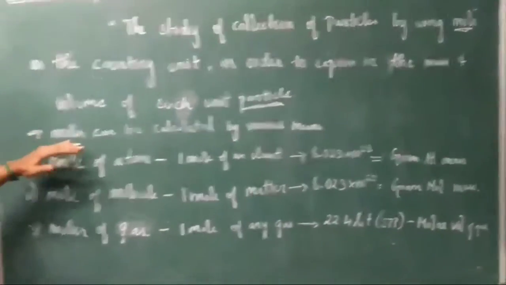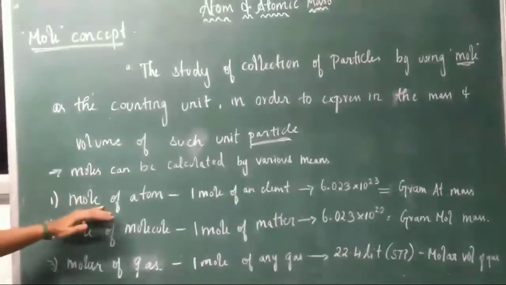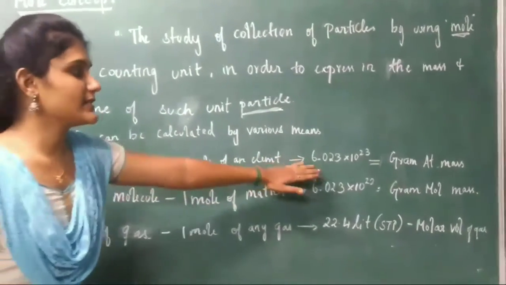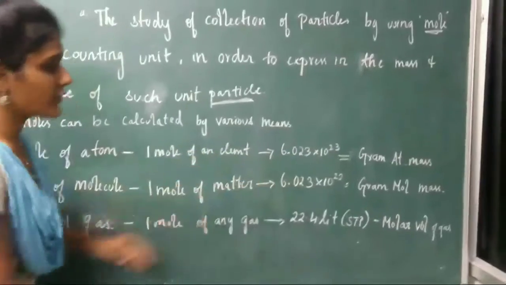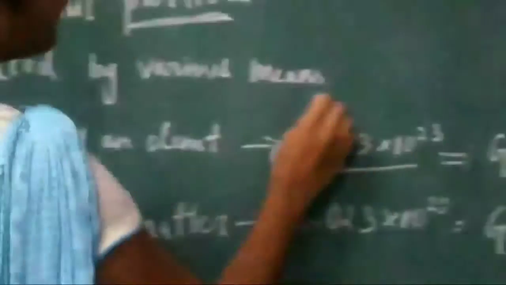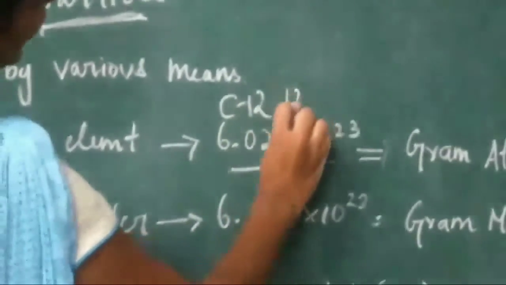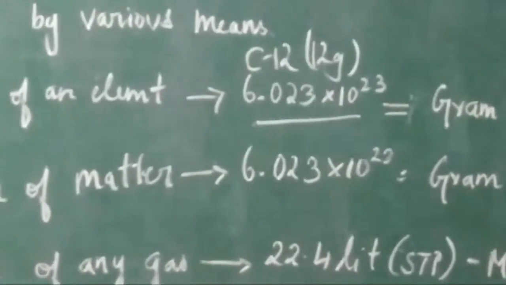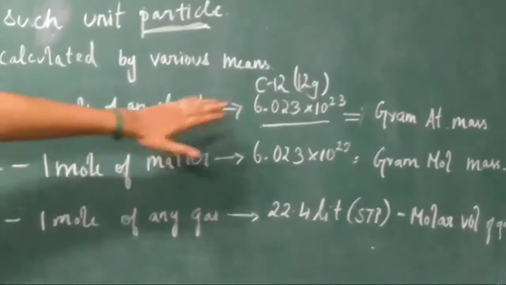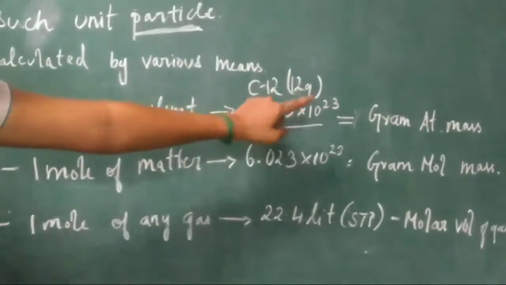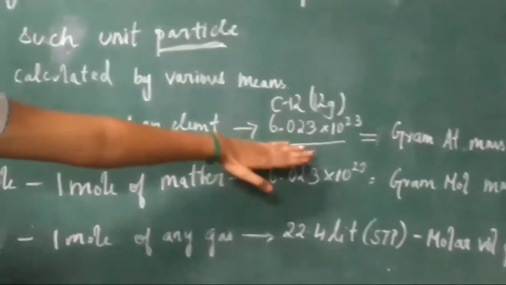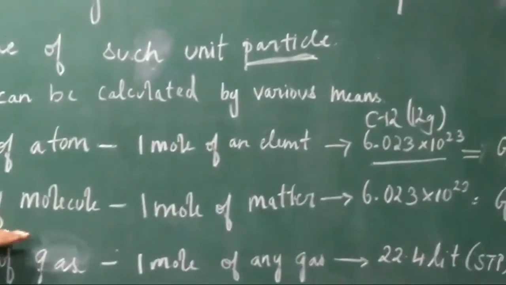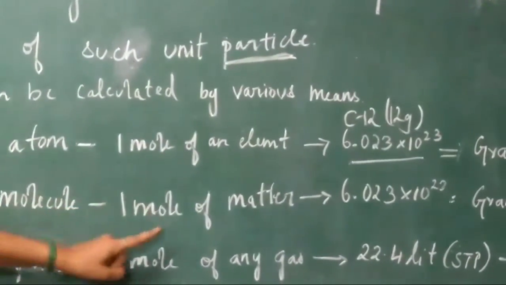The definition for a mole of an atom: 1 mole of an atom contains 6.023 × 10^23 entities. This is the Avogadro number, present in 12 grams of carbon-12. So 1 mole of an atom contains 6.023 × 10^23 entities, and it is equal to the gram atomic mass.